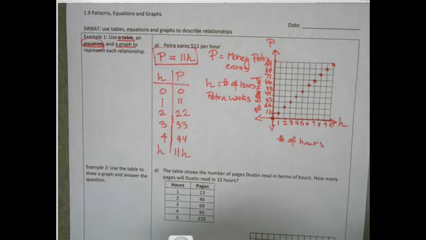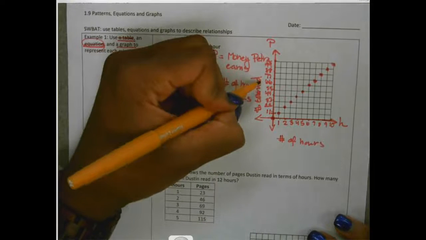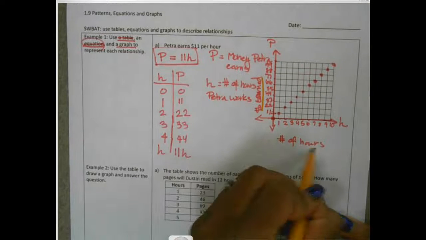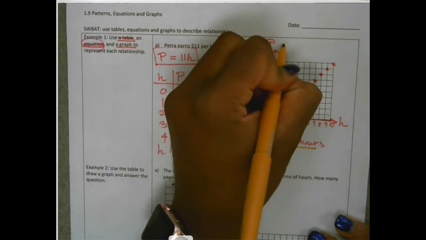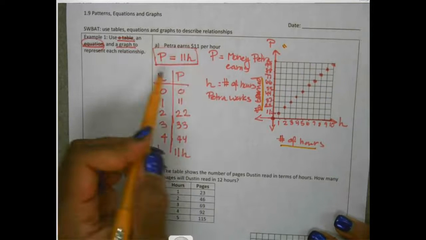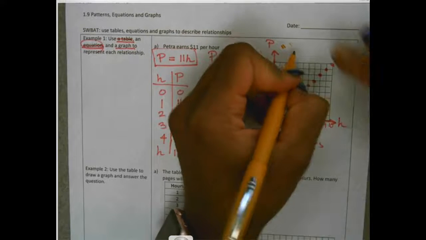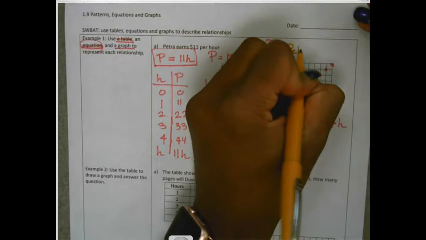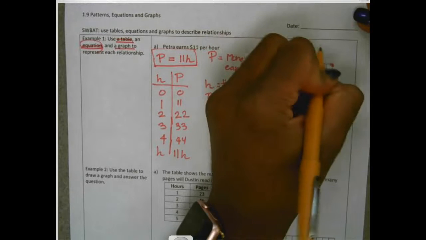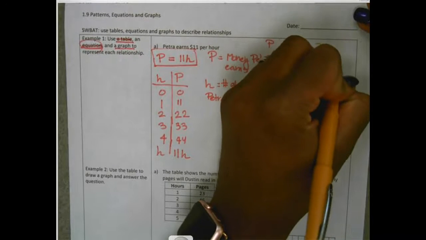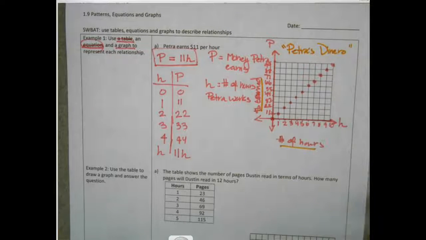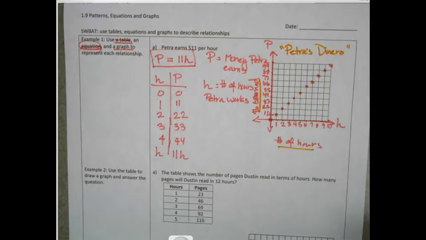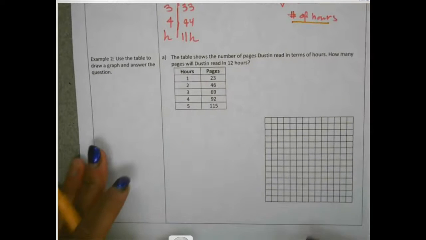The only other thing I want to do, and especially because people in science will really, really appreciate us if we label our axes, we did, but our graph should have a title. This is all about Petra getting some money, so I'm going to label it Petra's dinero. Get money, Petra. And then that's it. That's all you have to do for that, for example 1. You like it? I love it.